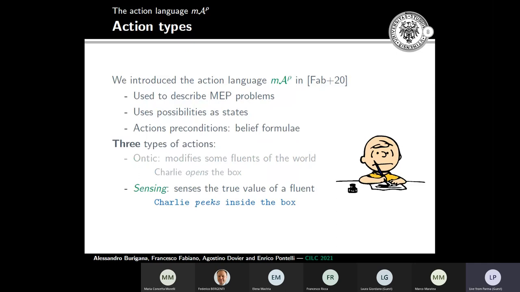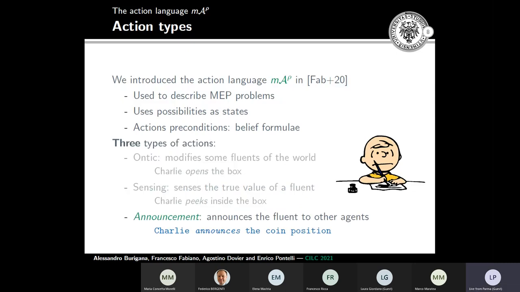Then we have two kinds of epistemic actions, which are used to modify the beliefs of agents. In particular, sensing actions are used to modify some belief of the agent that actually does the action. So if Charlie peeks into the box, he is modifying his own belief by learning something new, by learning the coin position.